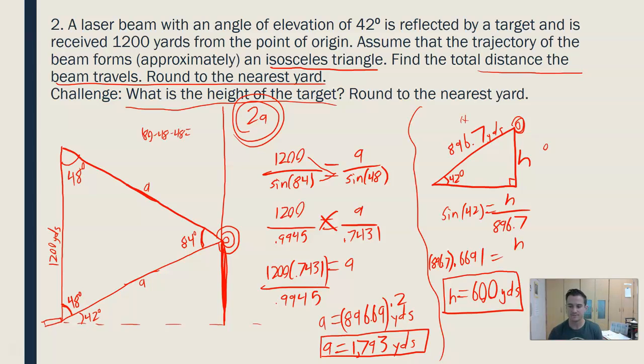So the height of that target is 600 yards. Notice how this height was 600 yards. This distance, the height from where the laser started to where it ended, was 1,200 yards. It's half of that because this was an isosceles triangle. Whoa! So cool. So crazy. So we found the total distance that the laser beam traveled, and we also found the height of the target, all using the law of sines and our right triangle trigonometry knowledge.